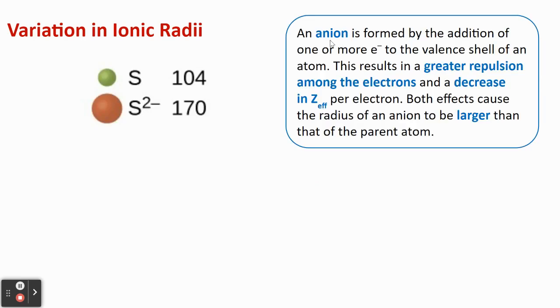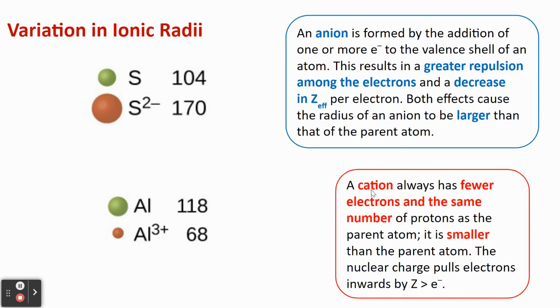Now, when we deal with anions, they are negatively charged ions. They're formed when atoms gain electrons. And when we have more electrons, we'll have greater repulsion among those electrons that will decrease the effective charge per electron, and those electrons will spread out. So the ionic radius of the ion will be larger than the atomic radius of the atom it was formed from.